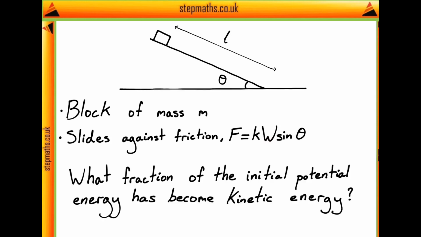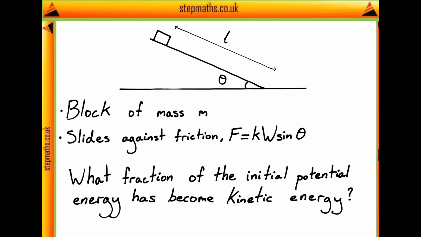The question then asks us, what fraction of the initial potential energy becomes kinetic energy when the block reaches the bottom of the slope? Now it's also worth noting that the question tells us that zero potential is at the ground, just so that we know where our potential energy is measured relative to. If you'd like to have a go at this question, pause now, otherwise let's go ahead and have a go.